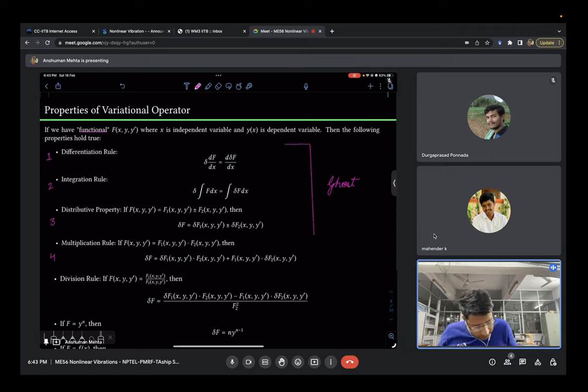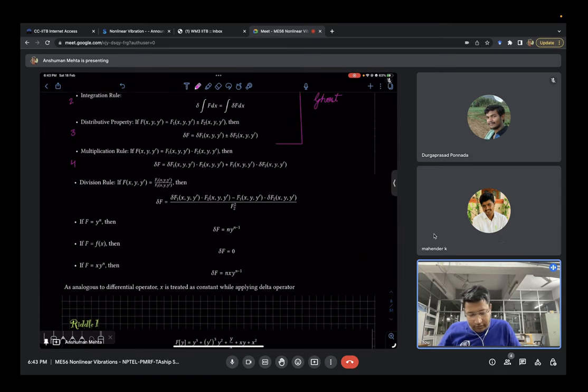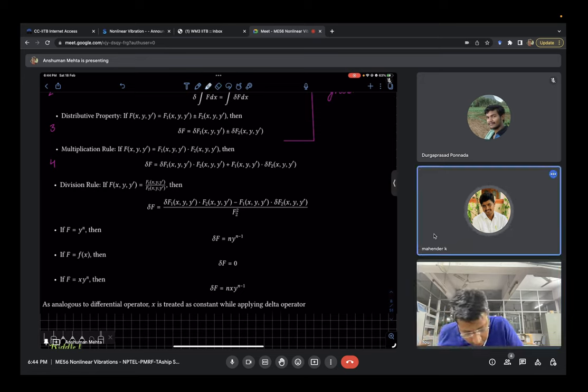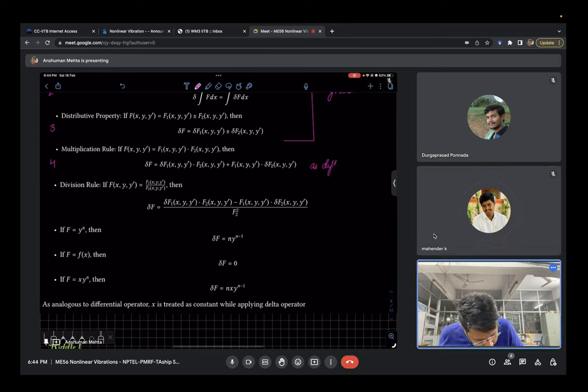But in multiplication, what happens? It is first shared with something else, and then in the other term it will be shared with the other one. So it's just like when we are differentiating a multiplication. It behaves something like that, as differentiation of a function. Similarly, division also, and when there is some power, then also it is all like the differentiation only.